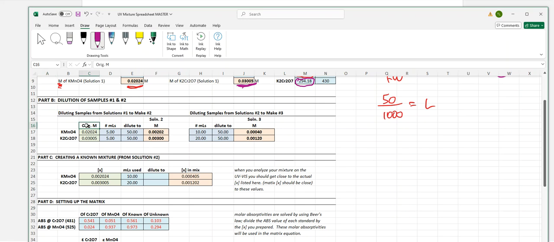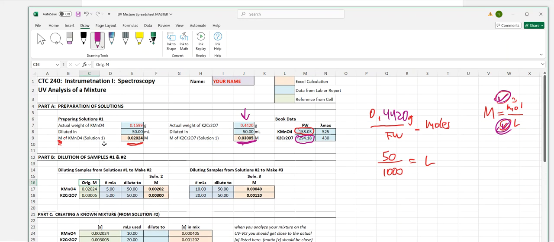So here is the original molarity concentration. Now, your Excel spreadsheet template will probably already be populated to copy a number from up above. And that number is coming from the concentration that is up here in part A. So notice part A says 0.02024, and that's automatically going to get copied here under the original molarity for your manganese, 0.02024.